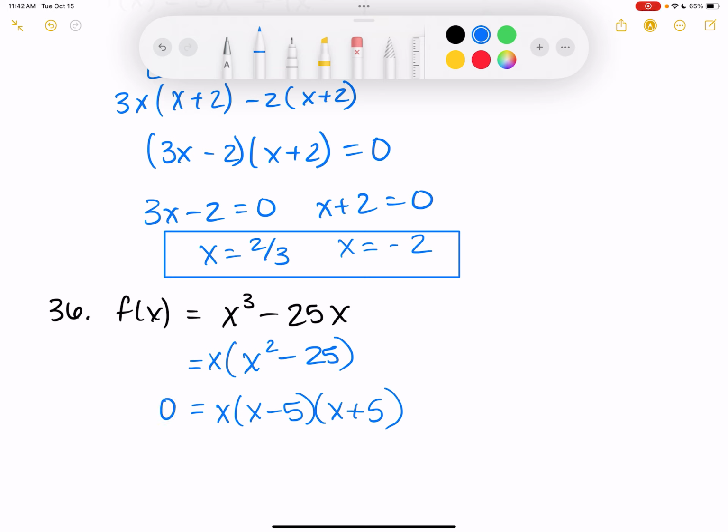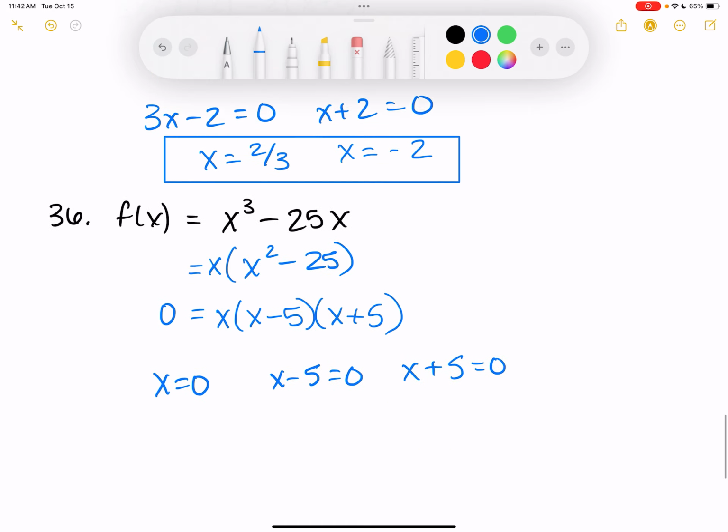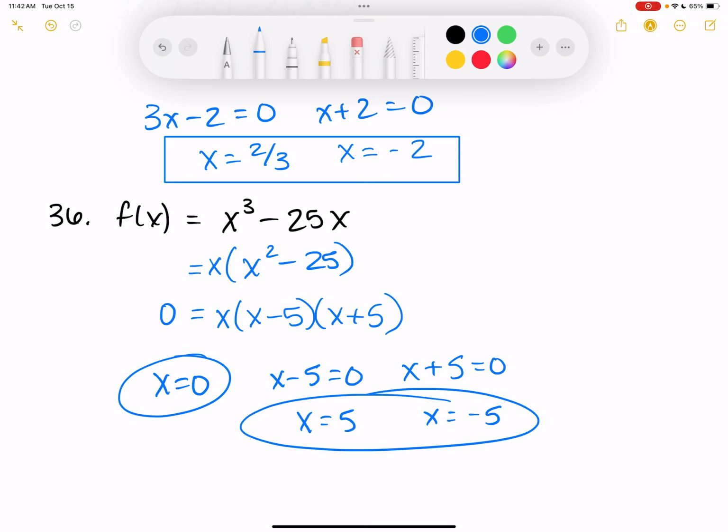Set this equal to 0. So I would have x equals 0, x minus 5 equals 0, x plus 5 equals 0. So I would get x equals 5, x equals negative 5, and I already had x equals 0. So I would have 3 zeros here. It was a cubic function, so that makes sense. The big thing is, if you have a cubic function, you can't have 4 zeros, right? So if you get more than whatever your max value is, something's wrong.